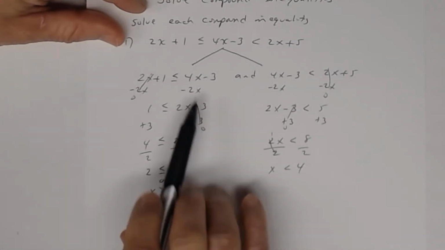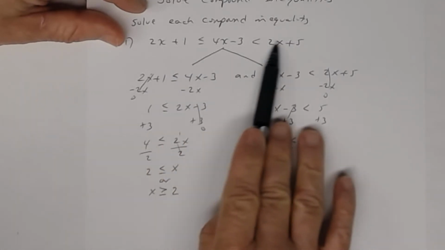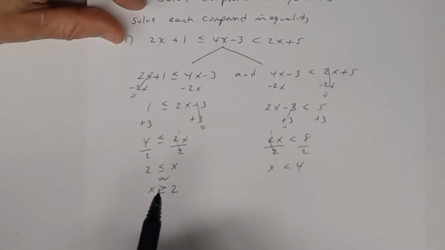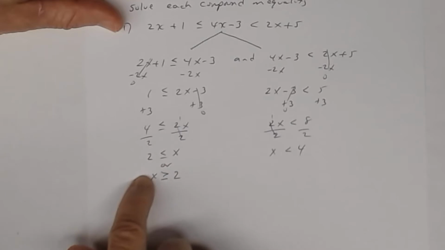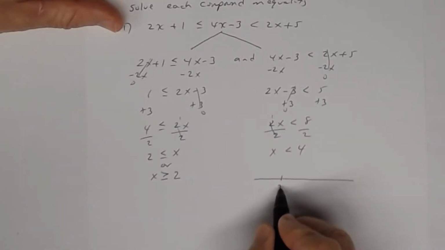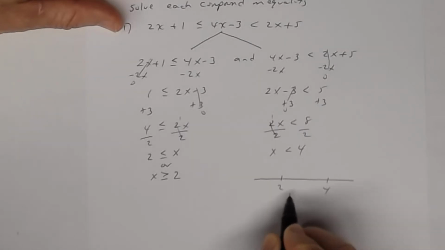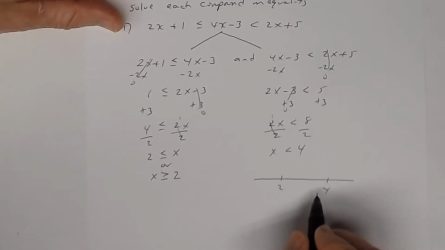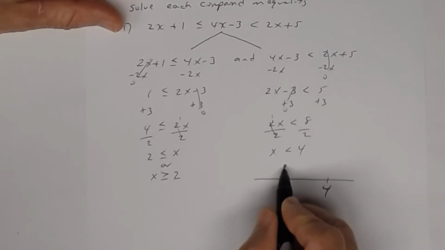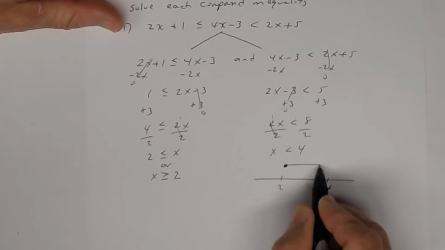Okay, so to find the solution to this compound inequality, it's any real number greater than or equal to 2, and less than 4. I'm going to go ahead and graph that. Put 2 and 4 on the number line. Make sure you write them in numerical order. 2 is smaller than 4, so make sure you put that in numerical order. Any real number greater than or equal to 2. Notice I'm graphing that part.